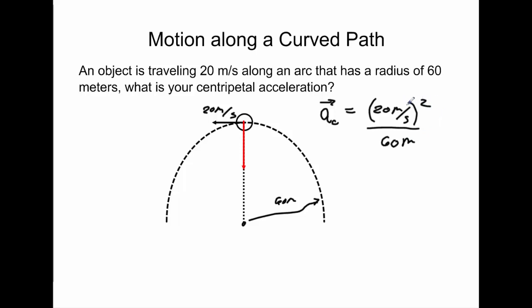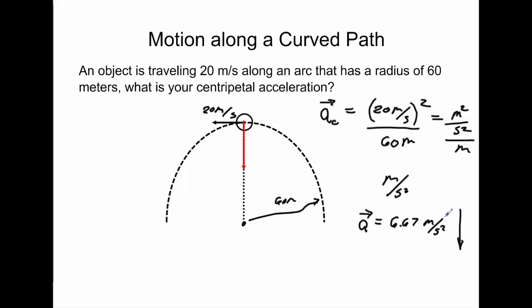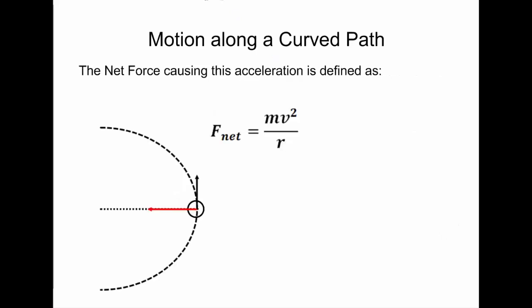Now notice your units here. That would give you meters squared over seconds squared divided by meters, and obviously that's going to give you meters per second squared, which is an acceleration quantity. We'll run that number, 20 squared divided by 60. That gives me an acceleration of 6.67 meters per second squared. And again, that's going right back to the center of the circle. It always goes in.